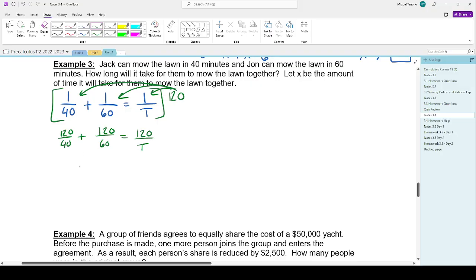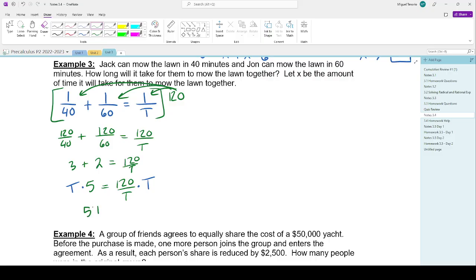So now 120 over 40 reduces to 3. 120 over 60 reduces to 2. Then 120 over t. Now 3 plus 2 is 5. So 5 is going to equal 120 over t. And guess what? Now we have a nice two-step equation. I'm going to multiply both sides by t. So then we are going to have 5t equals 120. Divide the 5 on both sides. I'm getting tired, y'all. So then we're going to have that the time it took to be 24 minutes.